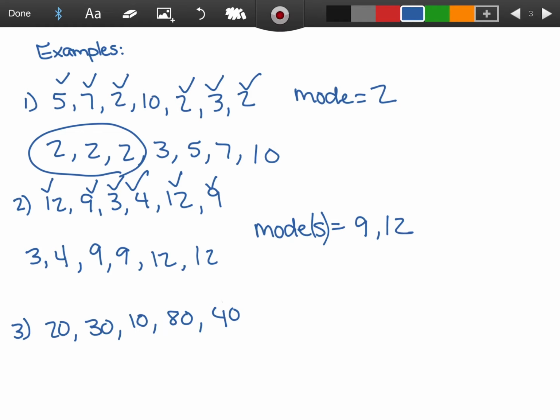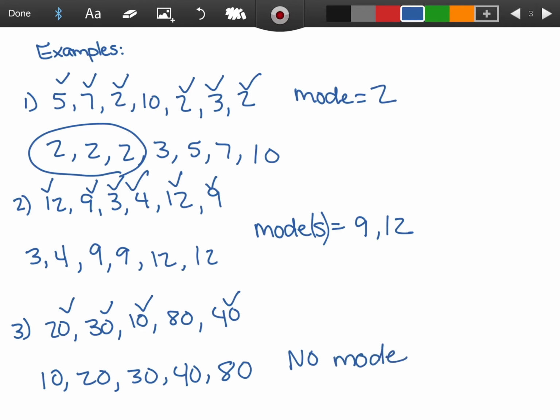Okay, let's look at number 3. Order from least to greatest, 10, 20, 30, 40, and 80. And if you look, we don't have any number that occurs more than 1 time. So in this case, there is no mode. Okay, that is also possible. You may only have 1 mode, you may have more than 1 mode, or you might have no mode at all. All 3 of those possibilities are possible.